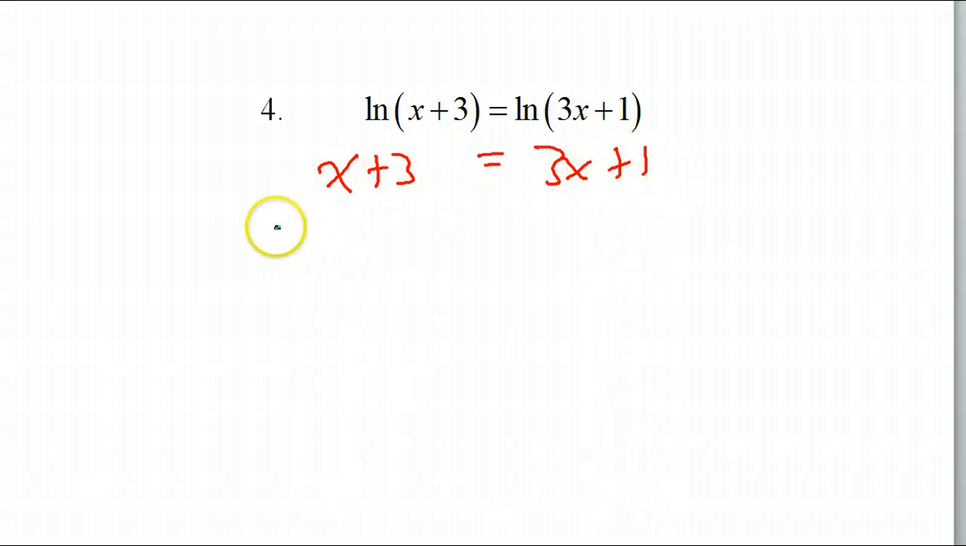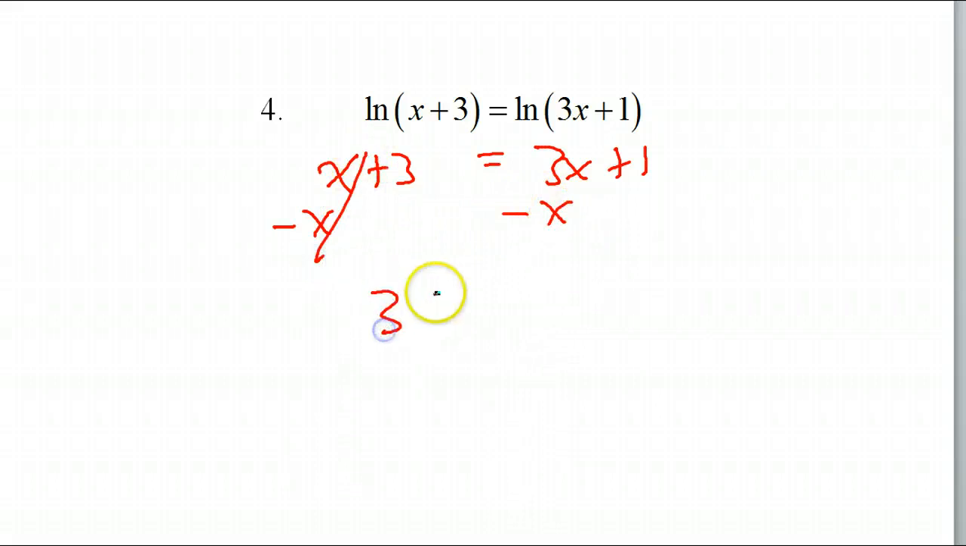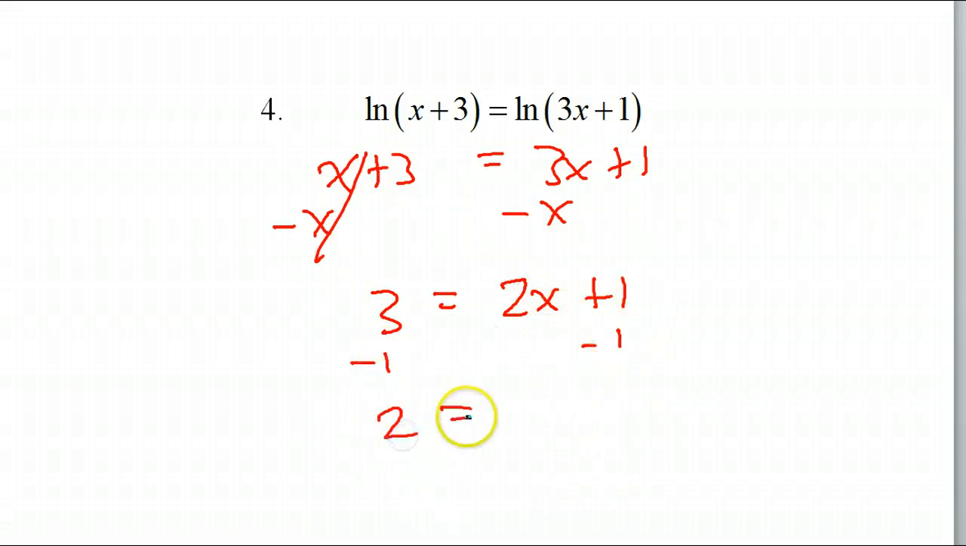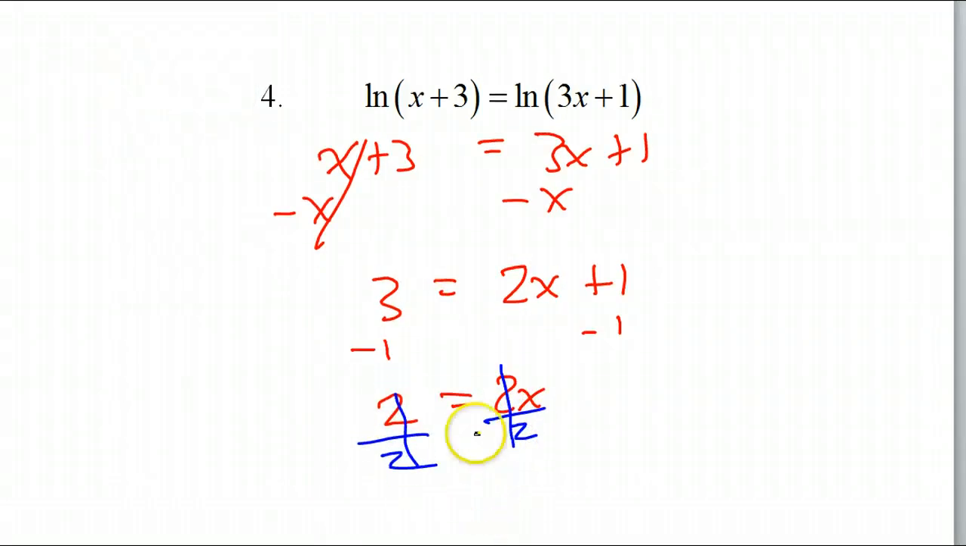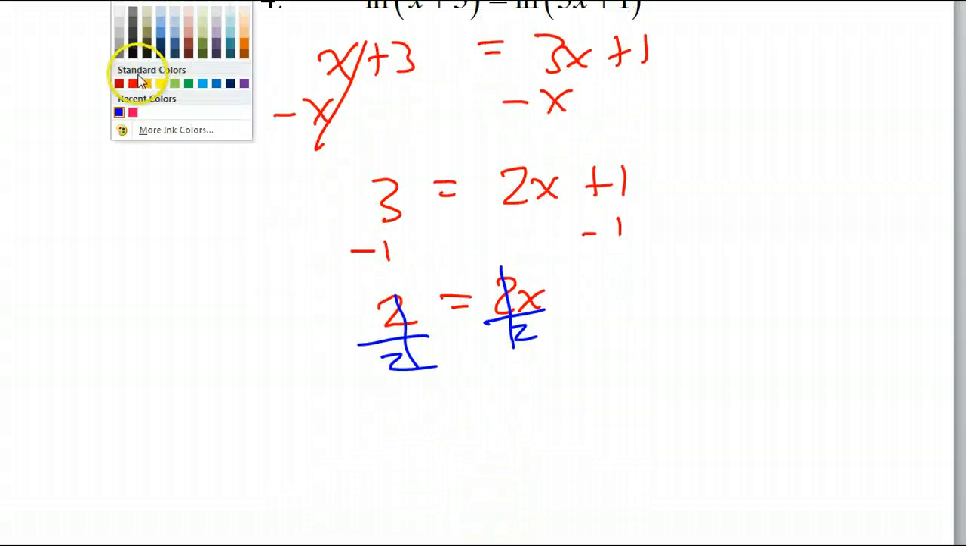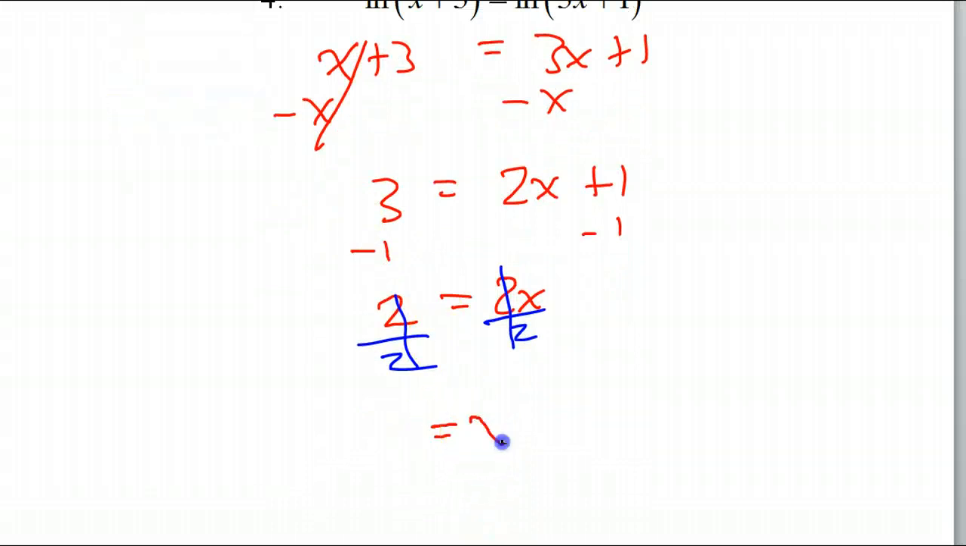Yeah, let's get these x's together. So subtract x from both sides. That's going to leave me with 3 is equal to 2x plus 1. Then subtract 1 from both sides. So I've got 2 is equal to 2x. Now divide by 2 on both sides. So that's going to give me x equals 1.